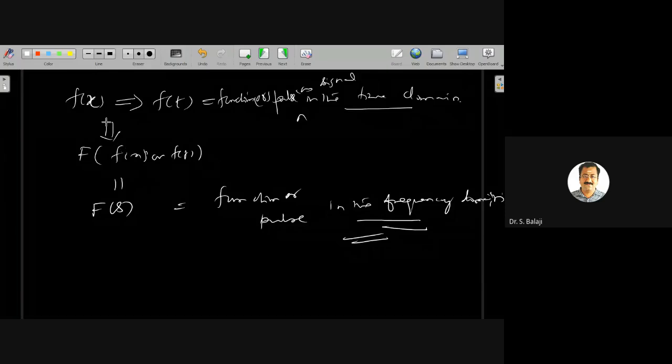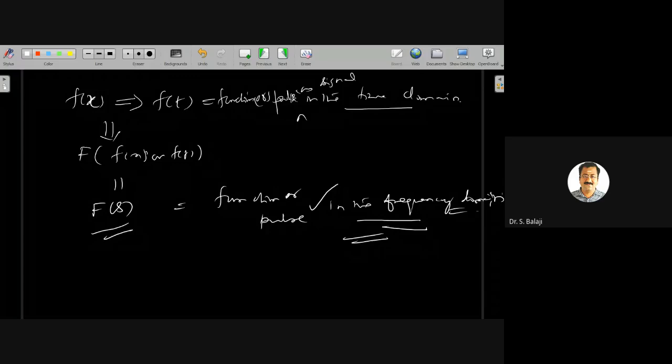Correspondingly, if you are finding the Fourier transform, that is termed as f of s. It is also called function or pulse in the frequency domain. This f of s, the obtained transformed result, is called function or pulse in the frequency domain. That thing you have to remember.